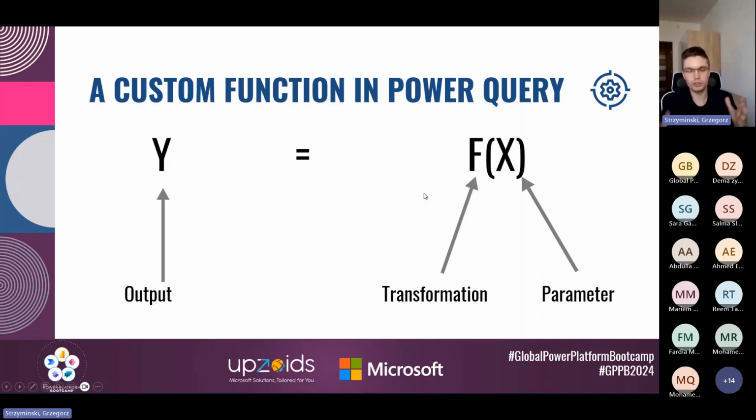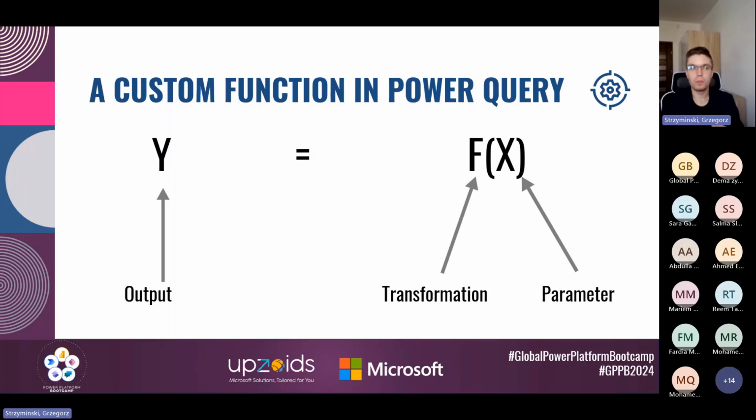The function is the transformation, so what we are doing with this parameter, likely a table in this case that we will be focusing on during this session. And as a result, you get some kind of output that can also be a table. It can be a scalar value, so just a single number or single text, but likely also a table.